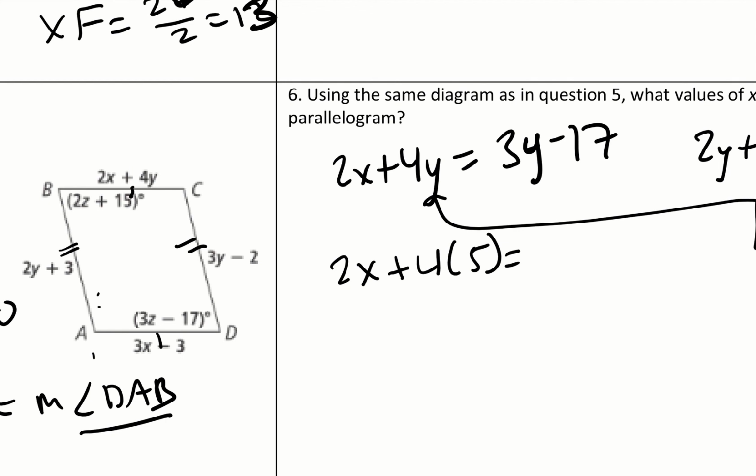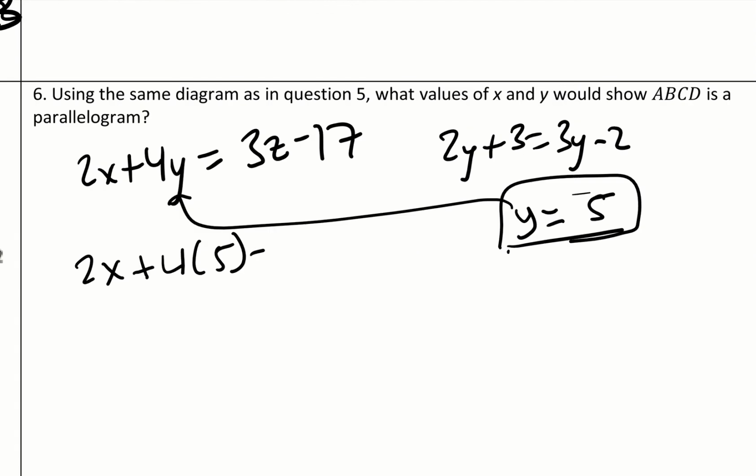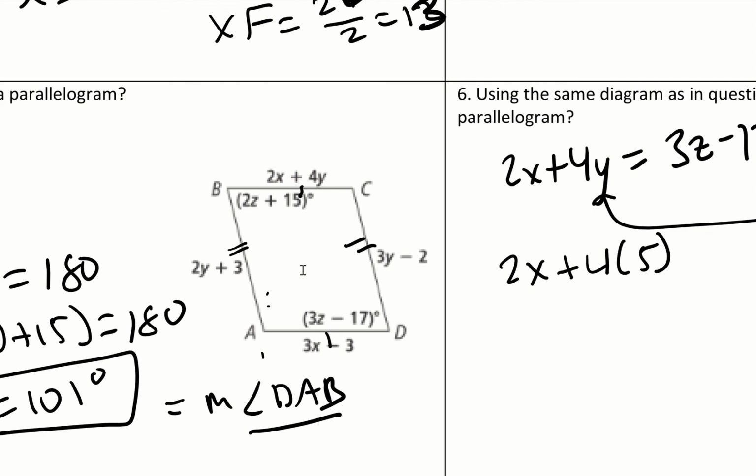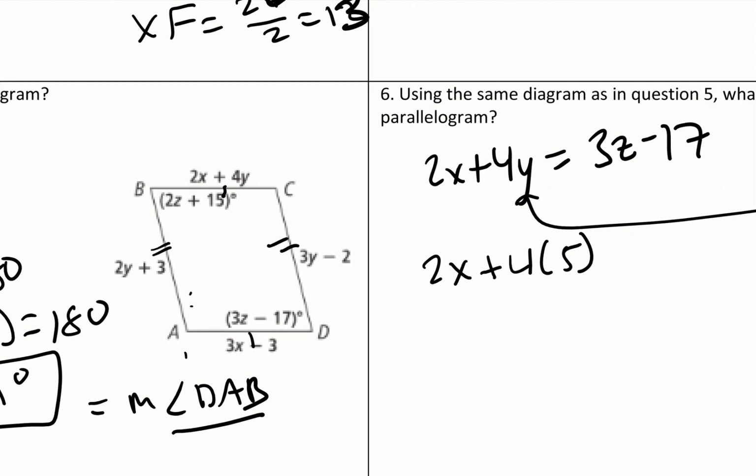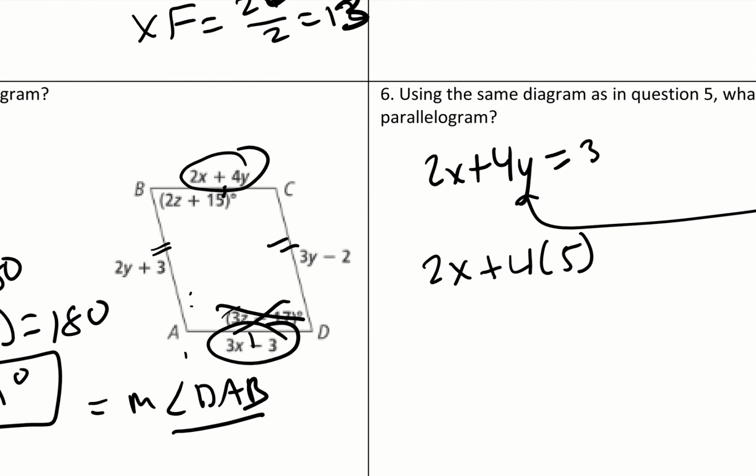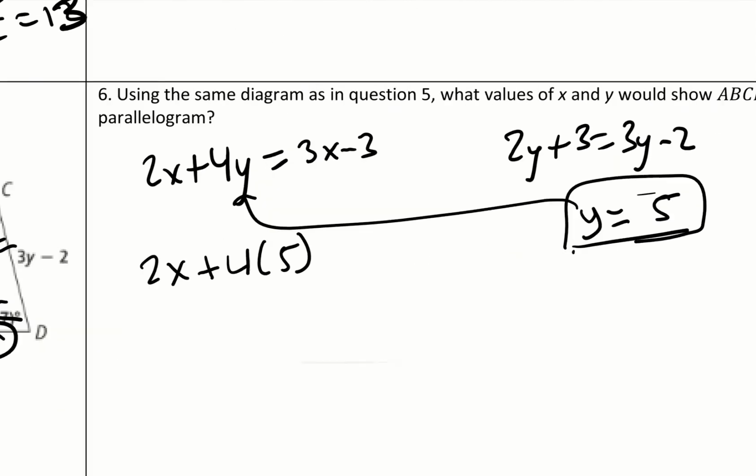Hold on, let me check it real quick. I wrote down the angle. No. So 2x plus 4y has to equal 3x minus 3. Sorry about that. Just a little mistake there.